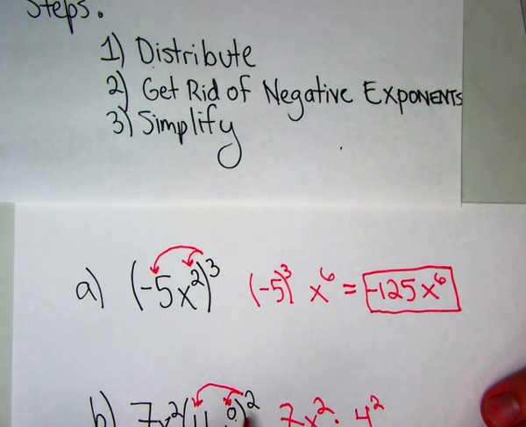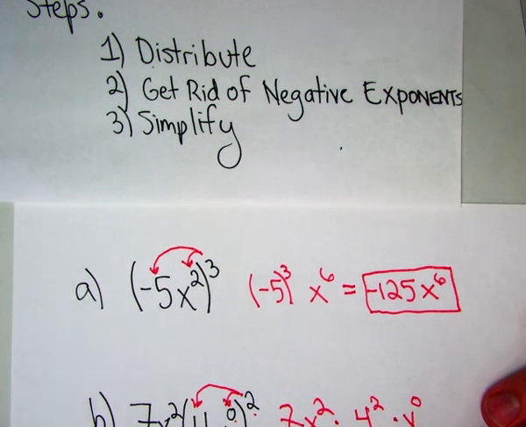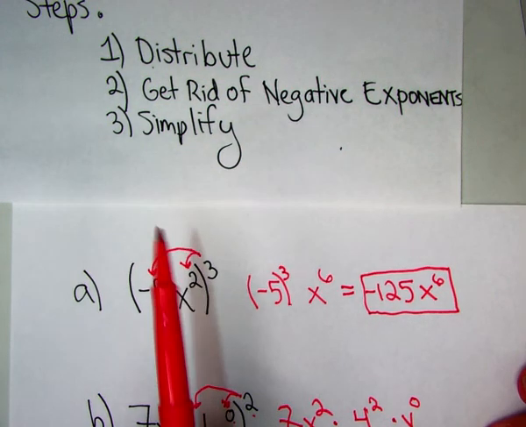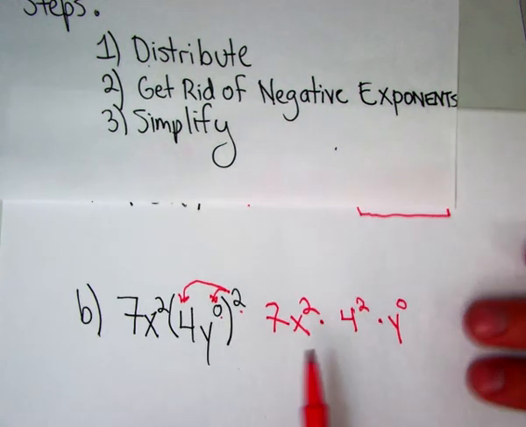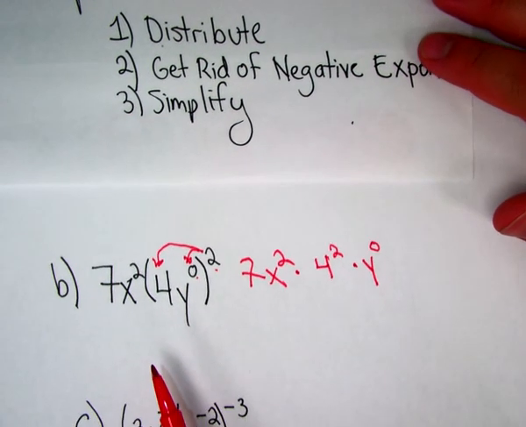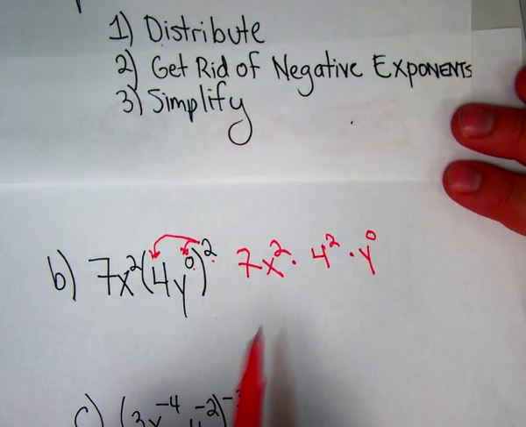And 0 times 2 is just 0. Okay, step 2 says let's get rid of negative exponents. There's no negative exponents anywhere in this problem. So I'll just simplify now.